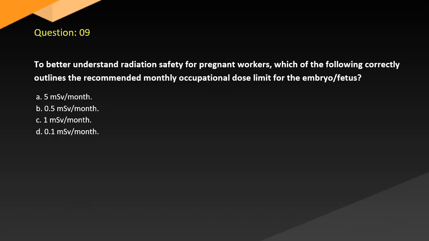Question 9. To better understand radiation safety for pregnant workers, which of the following correctly outlines the recommended monthly occupational dose limit for the embryo fetus? A. 5 mSv per month. B. 0.5 mSv per month. C. 1 mSv per month. D. 0.1 mSv per month.